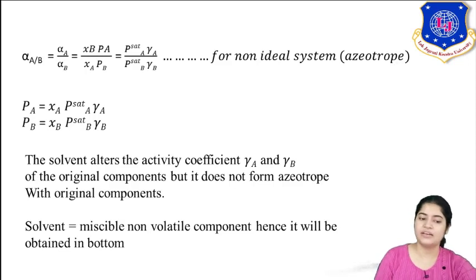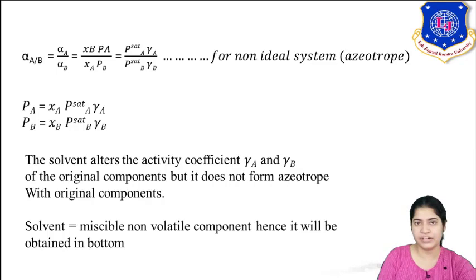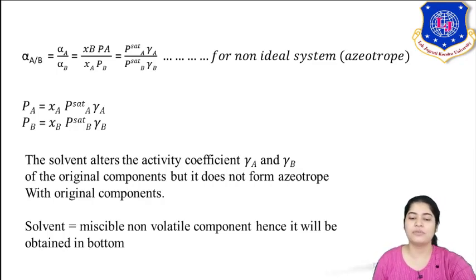Hence I can say that the solvent has altered the activity coefficients gamma A and gamma B of the original components, okay, so because of that your relative volatility is now not equal to 1. It can be more than 1 or less than 1. The difference here between entrainer and solvent is: what does your entrainer do in azeotropic distillation? It forms an azeotrope. Your solvent does not form an azeotrope with the original component. Okay, so in extractive distillation you have to note down that your solvent will not form an azeotrope.